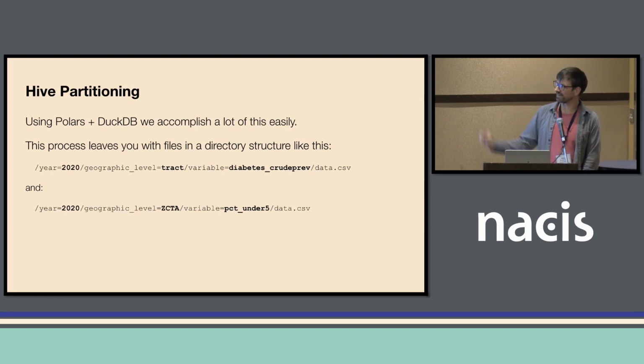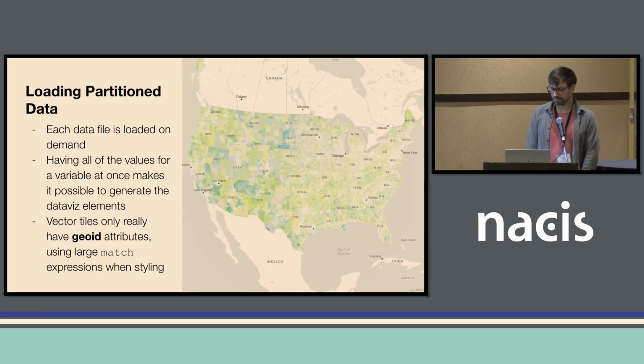You can imagine, as long as you have those three pieces of information, you can always reliably get the data that you need, and the data's loaded on demand as needed. The nice thing about loading all the values at once is you can make those visualizations we were talking about, the histograms and scatter plots. That's not really possible if the data is baked into vector tiles, because you'd have to ask for all of the values anyway. So the vector tiles we're dealing with are pretty sparse. They just have the GeoID, and we use these ugly match expressions to style the map, but they work.